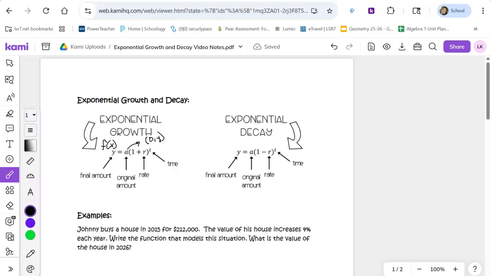R is your rate. It typically is given as a percent, but it needs to be as a decimal. So rate as a decimal. And then your exponential decay is the same exact thing, except it's 1 minus r.